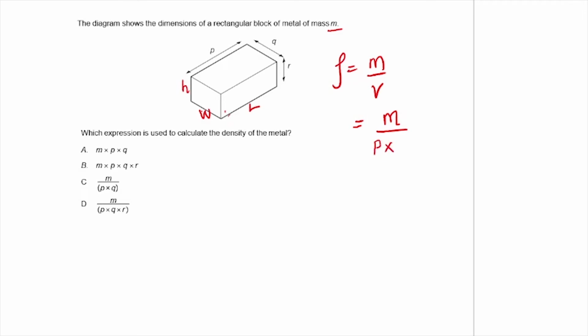The width is Q. Multiply that by the height, which is R. So this expression is equivalent to M over PQR. That's the expression used to calculate the density of the metal, and our answer here is D.